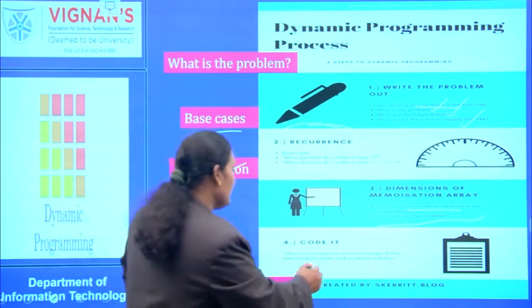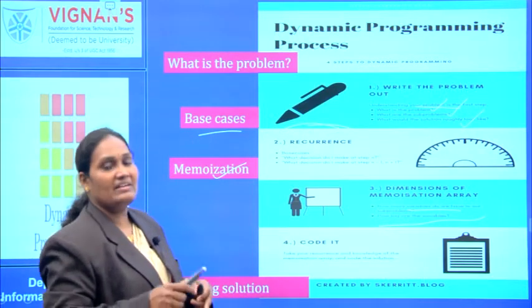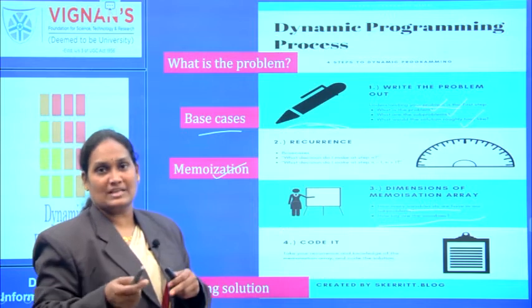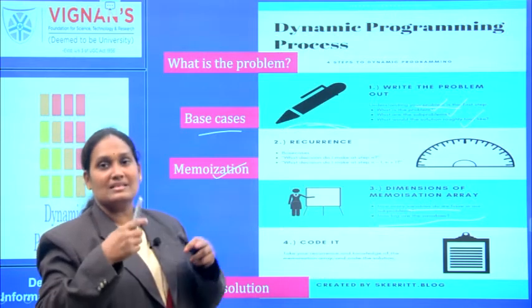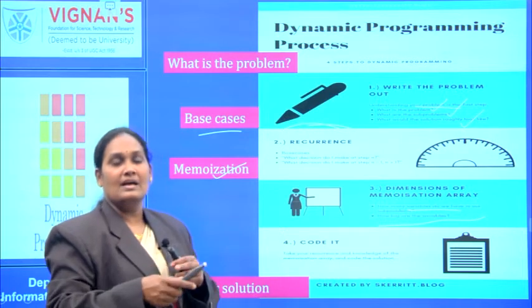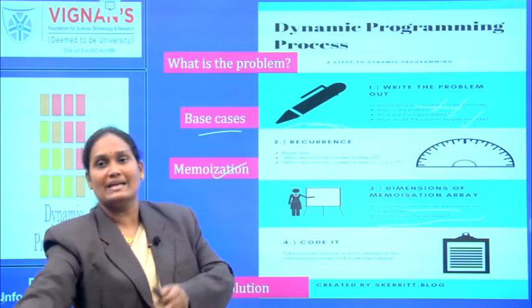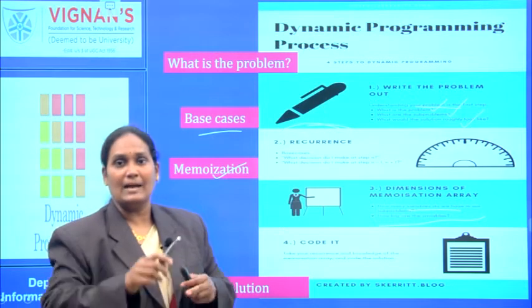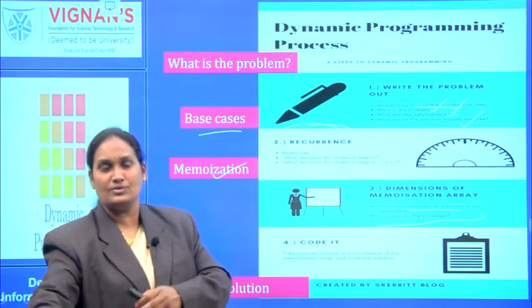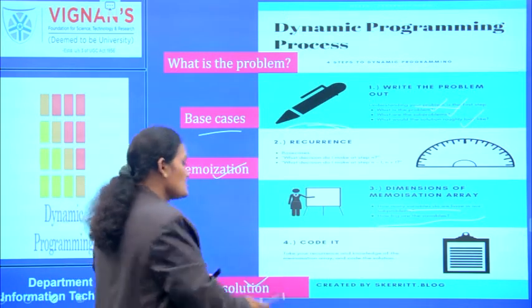Now, next, finally, code it. Code it is nothing but the last step where we are going to get the solution. So, after finding the solutions for all the subproblems, from all those subproblems' solutions, how am I going to get the solution of the given problem? So, that is to be called as coding the solution.